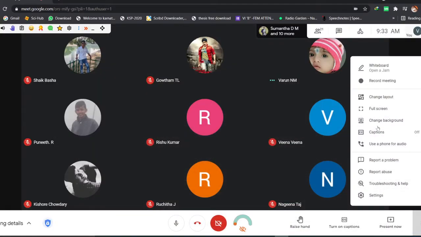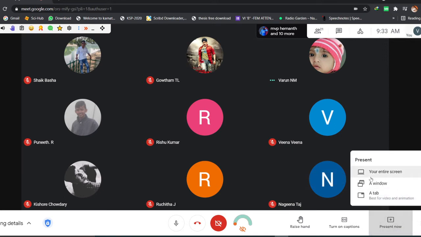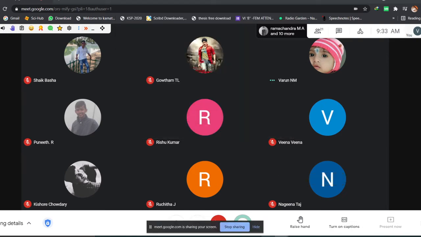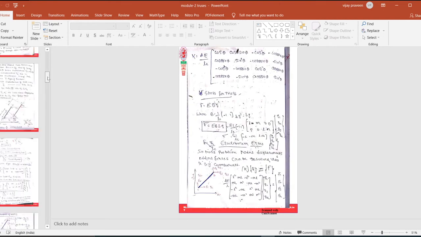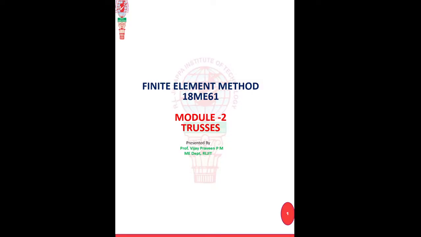So we are going to cover today the next topic on the same module, that is module number 2, trusses. This topic comes under module 2 only. It's not a new module. Same module 2 only. There is a topic known as trusses.